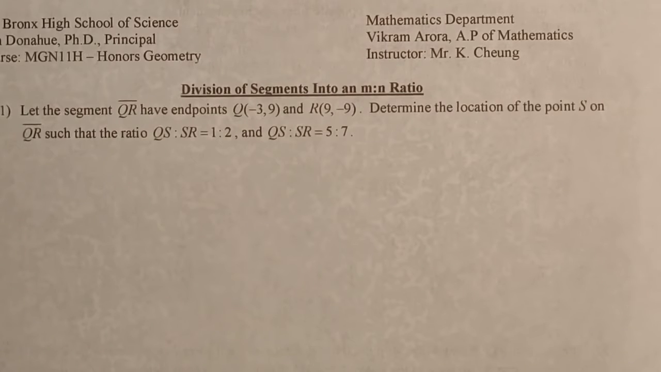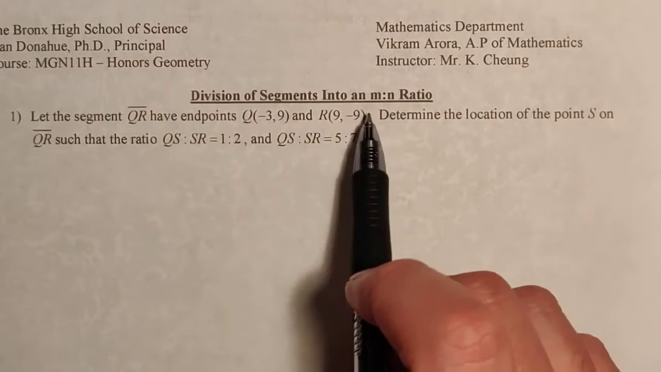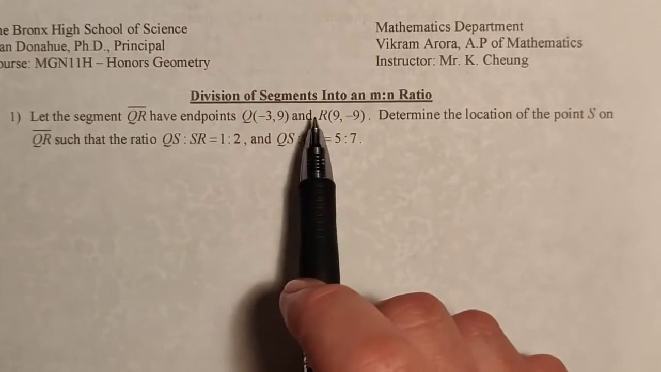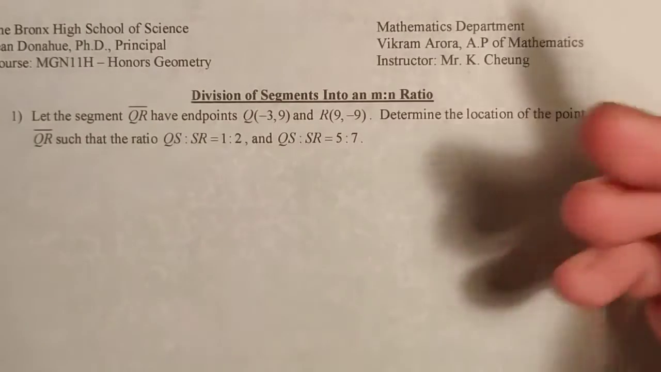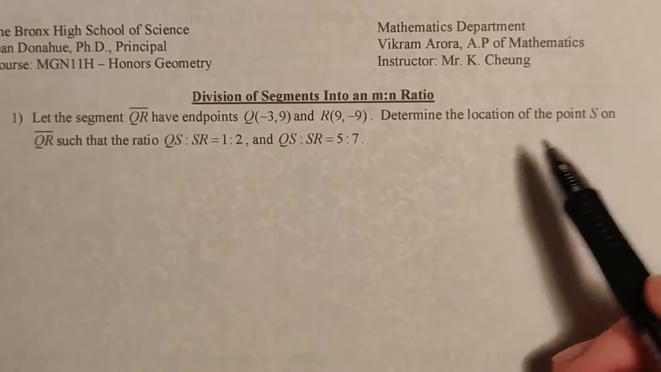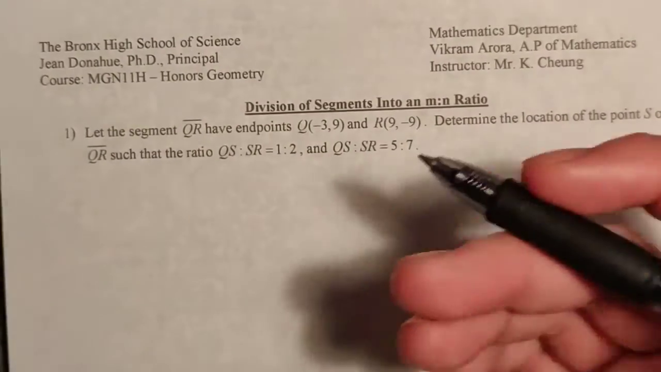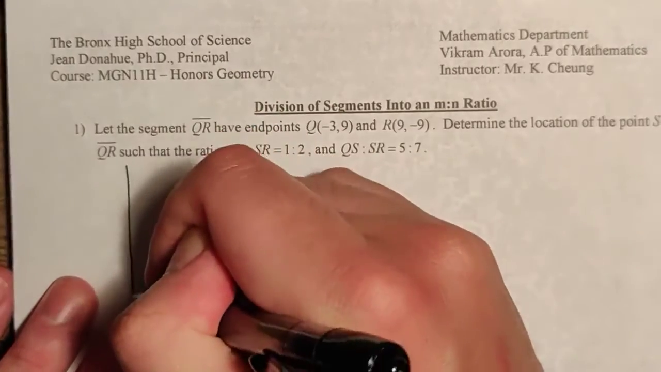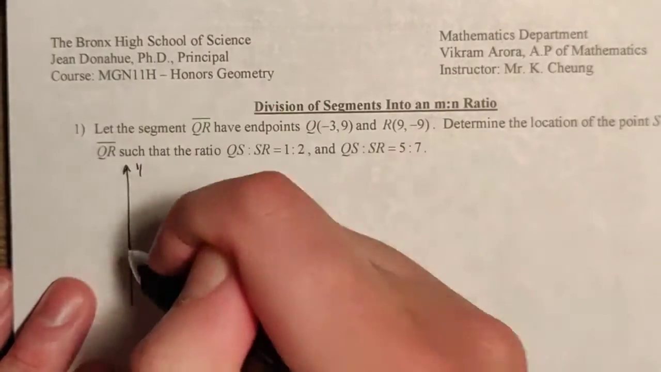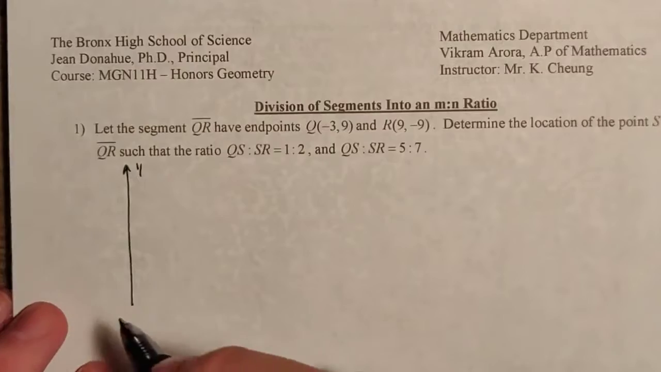All right, now we're going to have a look at these practice problems here. So we're going to start off with something like this. In this case, QR is going to have these endpoints here, -3, 9, and 9, -9. We want to determine the location of point S on QR such that this is true. Now again, you can use the formulas here, but it's often a good idea, especially if the formula is kind of complex like that, to really have a look at this here.